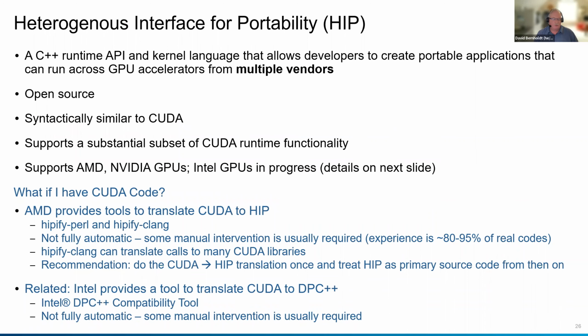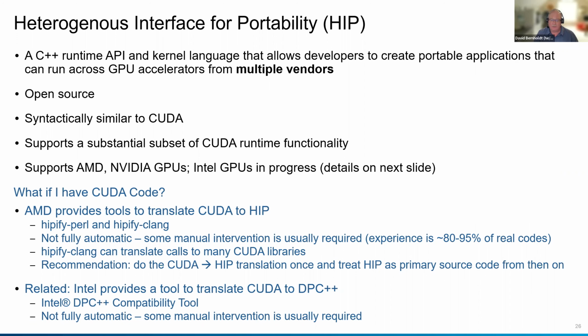So HIP was originated by AMD. It's been ported to NVIDIA, and there's also a port to Intel GPUs in progress. HIP is basically a light translation of CUDA and implements it in a somewhat generalized way. Actually, the NVIDIA implementation of HIP calls CUDA immediately under the covers, so you're going straight into CUDA in that sense.